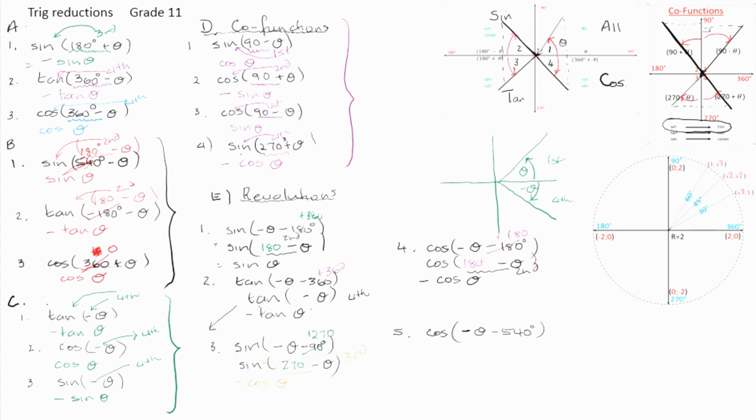Right, the final question. Here again, it is reversed. I'm going to do the negative theta to the back. And I'm going to add 2 revolutions to get this to be 180 degrees, which I'm going to bring to the front. So it's 180 minus theta, and that is going to be cos in the second quadrant. Cos in the second quadrant is negative cos theta.